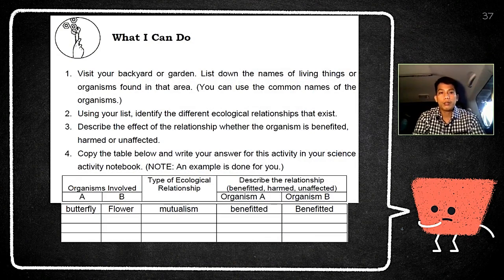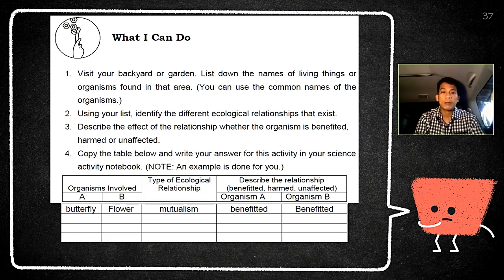For the What I Can Do part, we are going to visit a backyard or a garden, or just observe inside your house. List down the names of the living things or organisms found in that area. You can use common names for the organisms. Using your list, identify the different ecological relationships that exist. Describe the effect of the relationship, whether the organism is benefited, harmed, or unaffected.